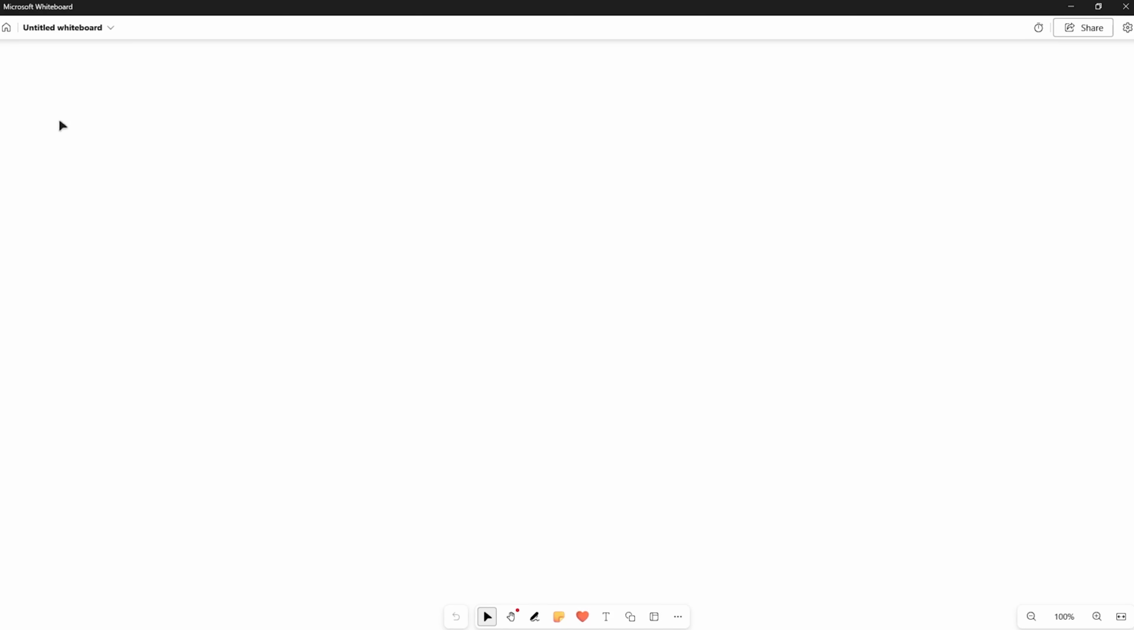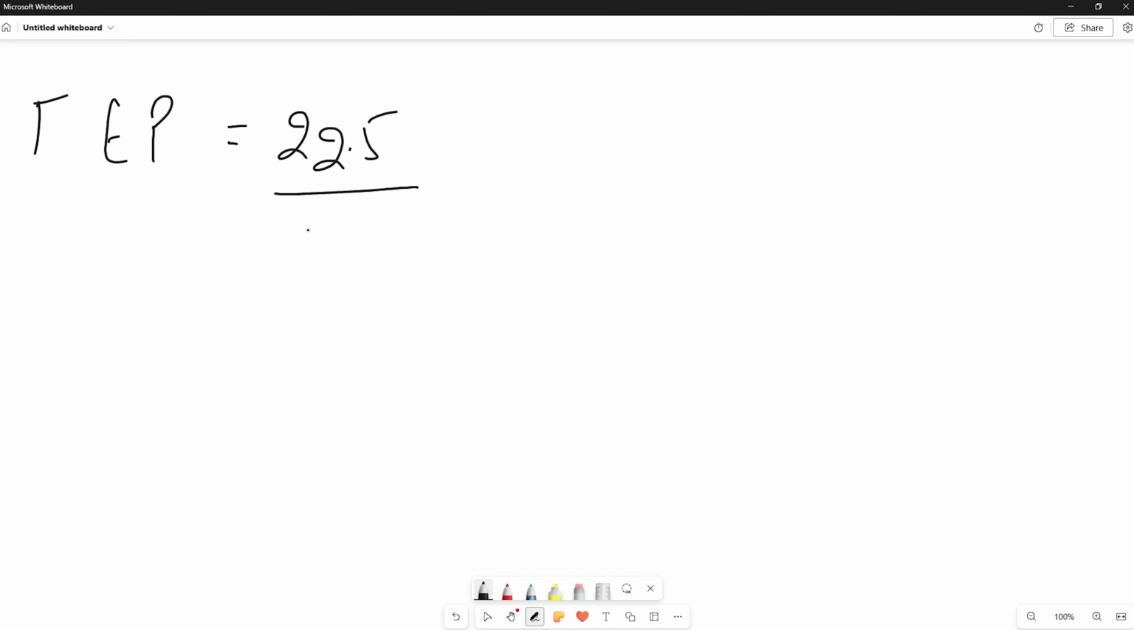So if I write the formula, I'll just go to the sketch mode. What is TEP? Total equipment productivity is your production hours. What are the production hours? It's 22.5, and we divide it by 24, and then we multiply it by the parts produced minus scrap parts.